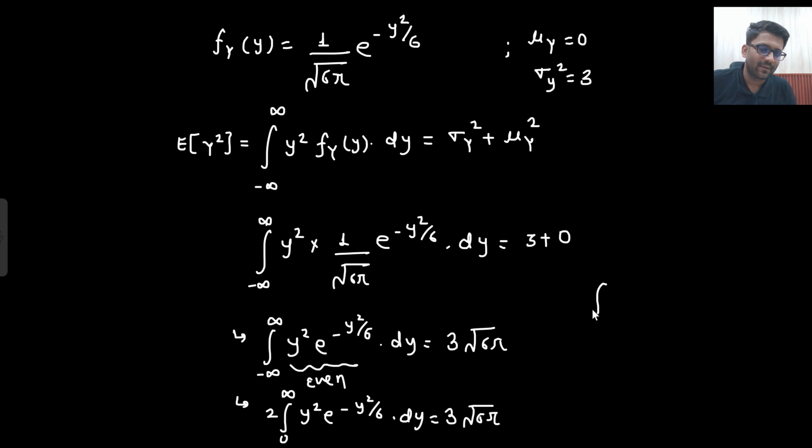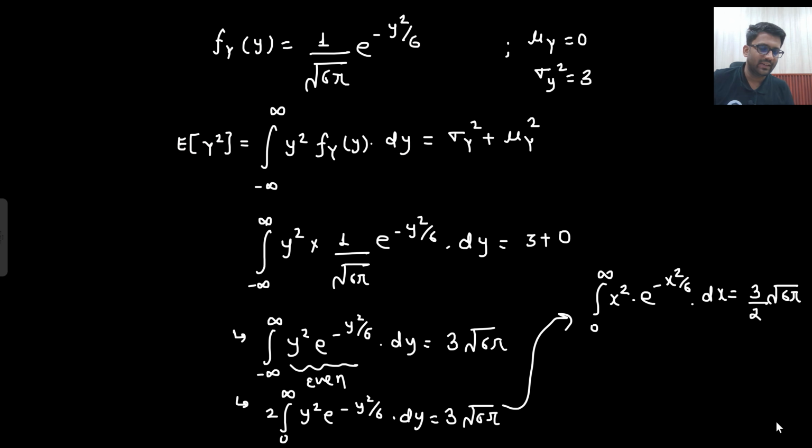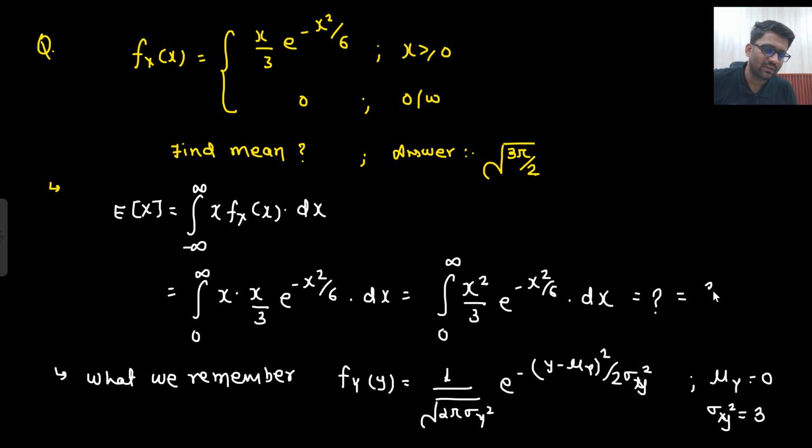And from here what can I get? The integral from 0 to infinity. From here to here I am going, so in place of y, I am putting x. Can I do it? Yes. The integral of x square e to the power minus x square by 6 dx would be equal to 3 by 2 under root 6 pi. What I need to calculate is this particular thing: x square e to the power minus x square by 6 dx, which is coming out to be 3 by 2 under root 6 pi. So it is 3 by 2 into under root 6 pi, divided by 3. So what will be the answer?